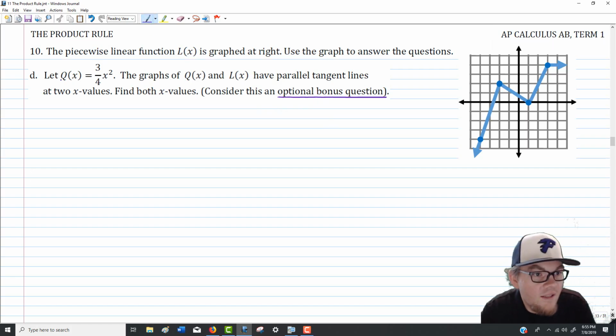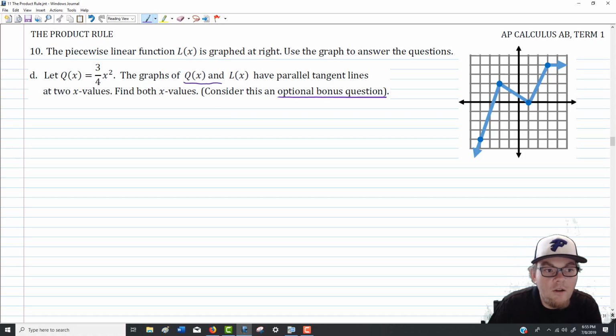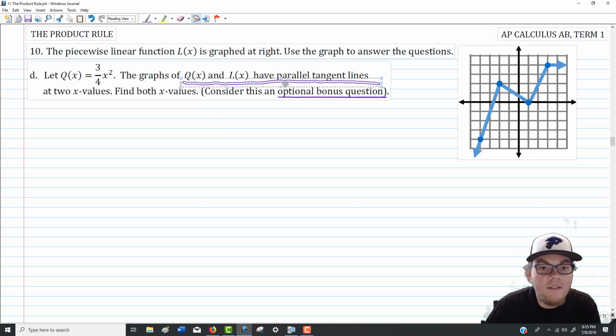So what this says is, let q of x equal 3/4 x squared. So cool, what a nice thing, it's a polynomial, cool. It then says the graphs of q and L have parallel tangent lines at 2 x values. So we've got this phrase that we've probably never read before, which says parallel tangent lines.